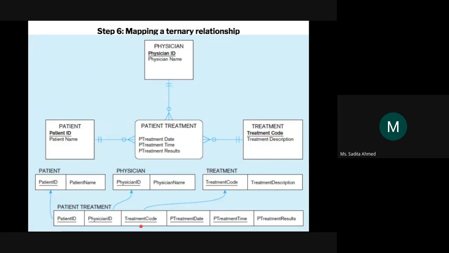Alright, now this associative entity doesn't have its own primary key. What do we do then? So far, we make a composite key made up of the primary keys of the associated entities. The primary keys of the associated entities we brought in, patient ID, physician ID, treatment code, we can combine those three to make the primary key, a composite primary key.